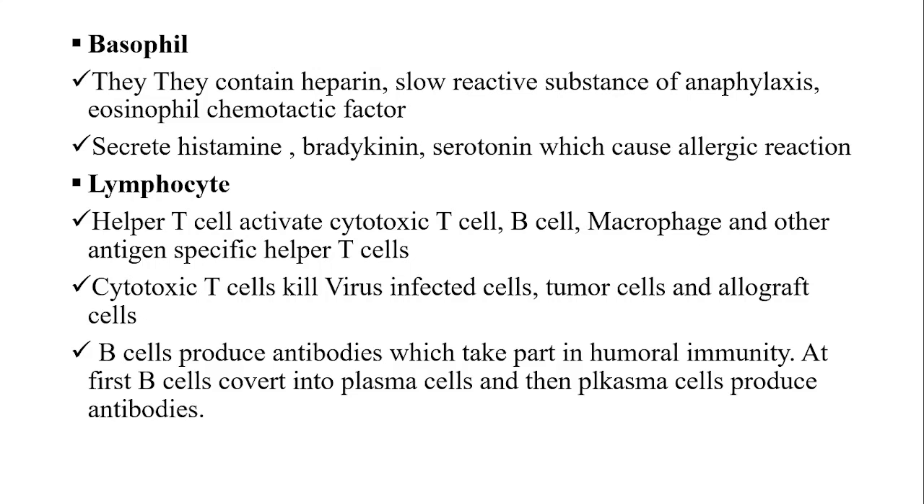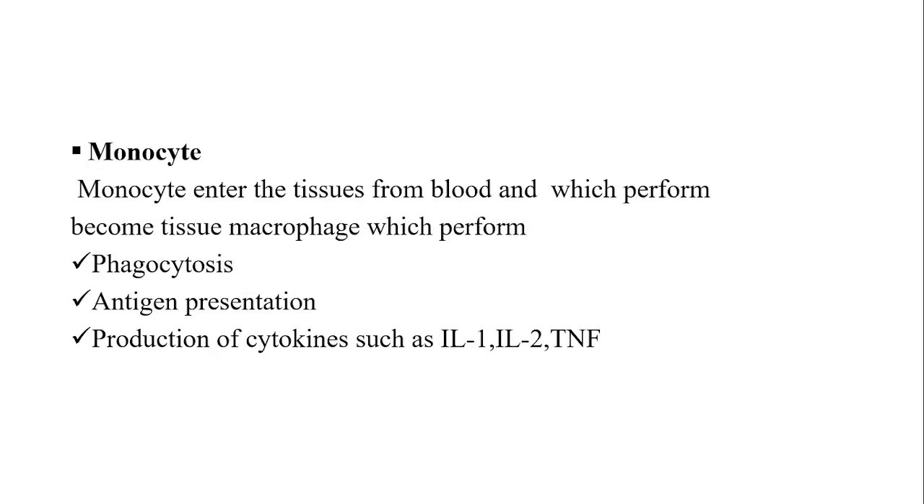And first they will convert into plasma cell, then they will convert into the antibodies. We know that there are two types of immunity in our body: cell mediated and humoral immunity. Cell mediated immunity is provided by cytotoxic and helper T cell. That means this immunity is provided by the cells, and humoral immunity means the immunity that is provided by antibodies. So B cell is a cell that is important for humoral immunity.